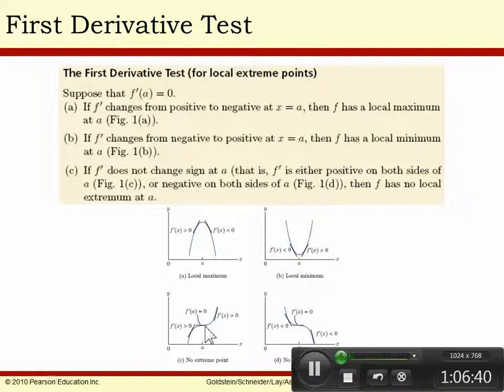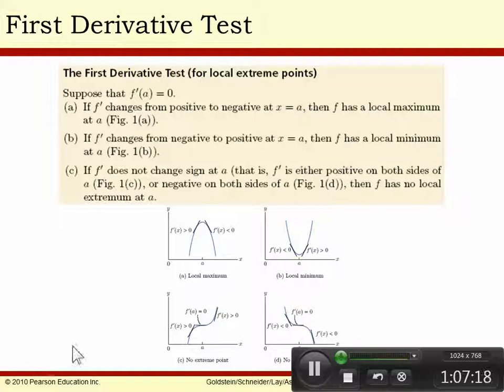0. If we're to the left of A, is it going up or down? So is the first derivative positive or negative? Positive. Okay, so the first derivative is positive, then 0. And if we're to the right of A, is it positive or negative? Raise your hand if you think it's positive. Raise your hand if you think it's negative. It's positive. So it's positive, 0, then positive. A is not a local minimum or maximum. Okay?